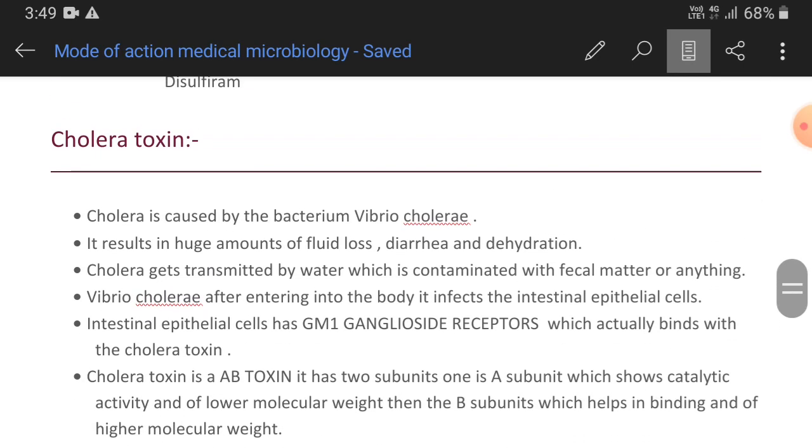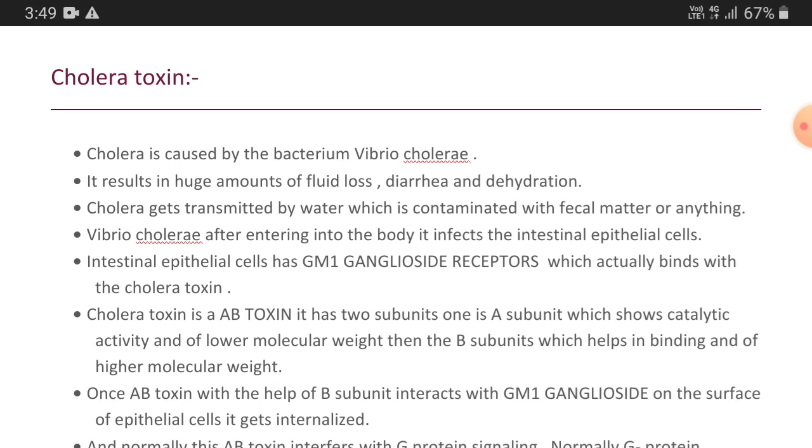Again, it is an AB type toxin, it is an exotoxin. It is secreted by Vibrio cholerae, and it will infect the intestinal epithelial cell. It will perform ADP ribosylation on the G alpha subunit of G protein signaling, and in that way it interferes with the G protein signaling, right? So that is the concept regarding cholera toxin.